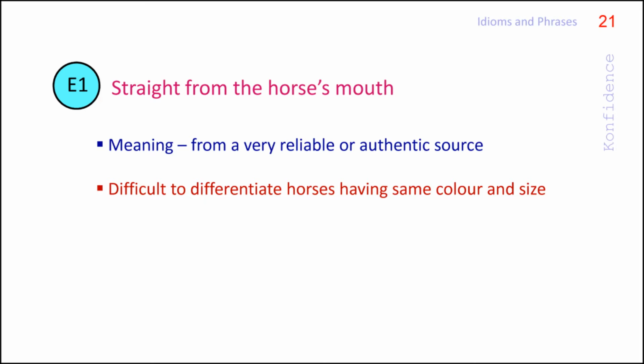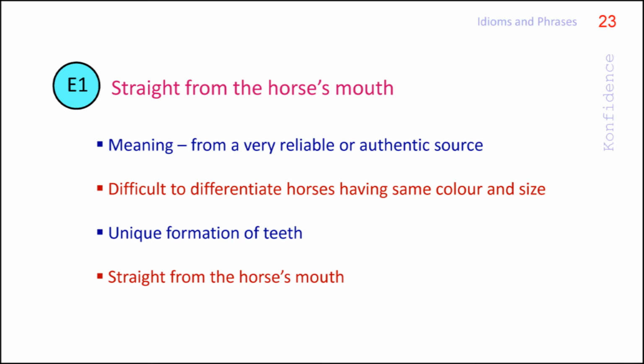We know that it is very difficult to differentiate two horses having same color and size. So the horse owners used to identify their horses by checking the formation of the teeth of their horses. This is because each horse has a unique formation of teeth completely different from other horses. It is just like our palm lines. So something straight from the horse's mouth cannot go wrong because they are authentic by nature.